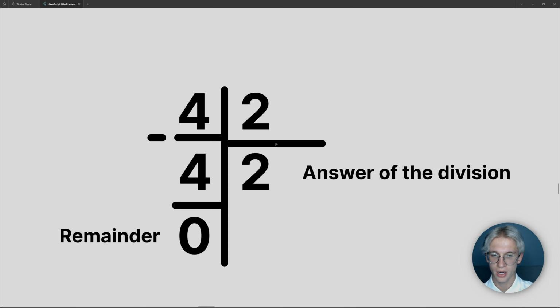And this number is the answer of the division. In this method, this is always a whole number, so we can't have any numbers after a digit. Instead of that, we have a remainder.